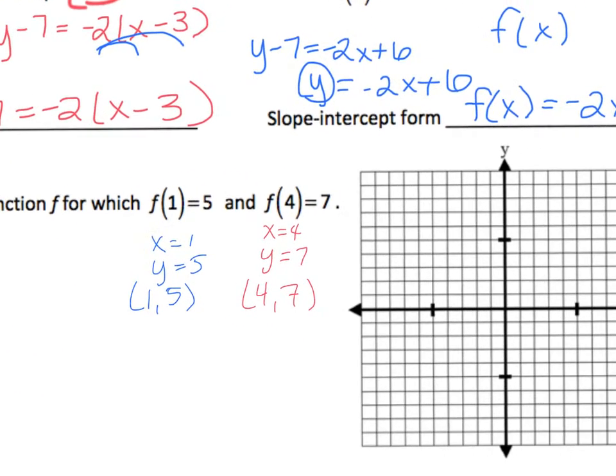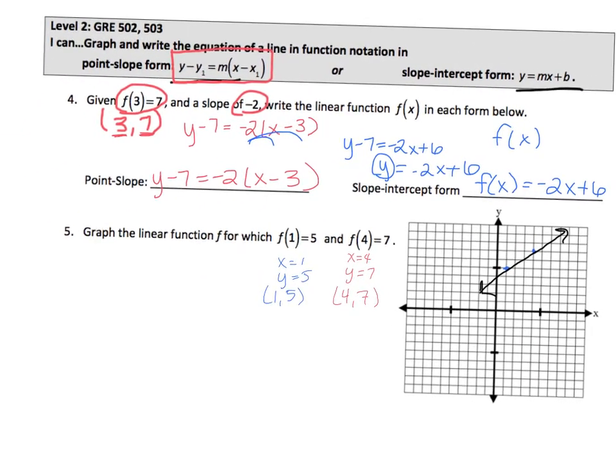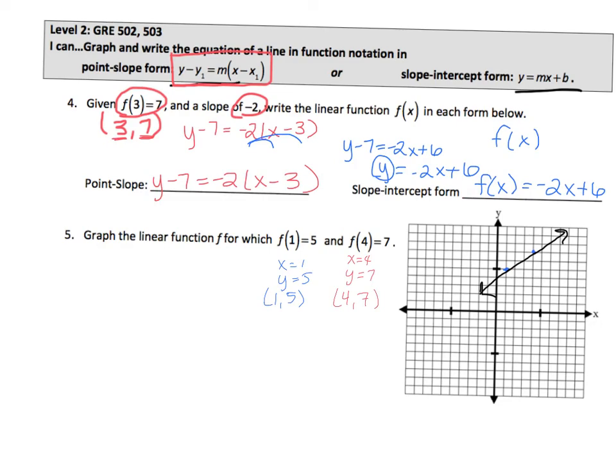So I'm going to go ahead and graph those 2 points, 1, 5 and 4, 7, and just connect them to create a line. And that is all you have to do. Okay, you're representing those 2 points are on the same line. And that's it.